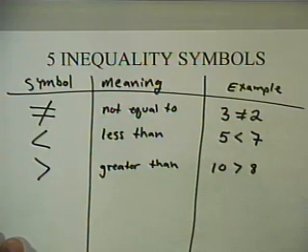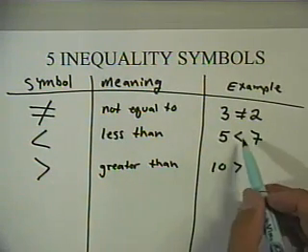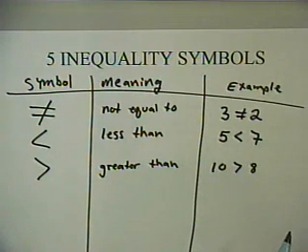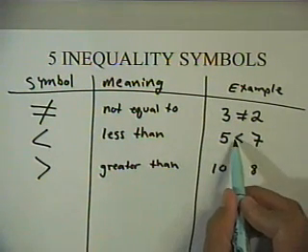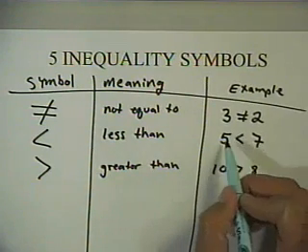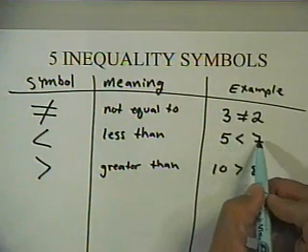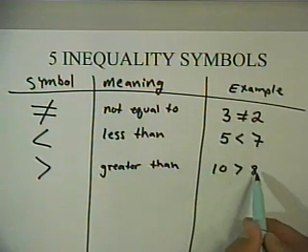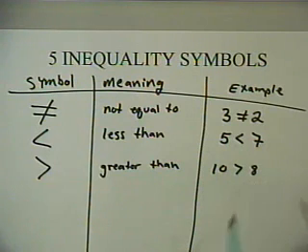Now, let's look at these two symbols. Notice they look exactly alike, except they're pointed in opposite directions. What you need to remember is the pointed end is always going to point towards the smaller value. 5 is less than 7. 10 is greater than 8. Notice the pointed end is pointed towards the smaller number in this case.